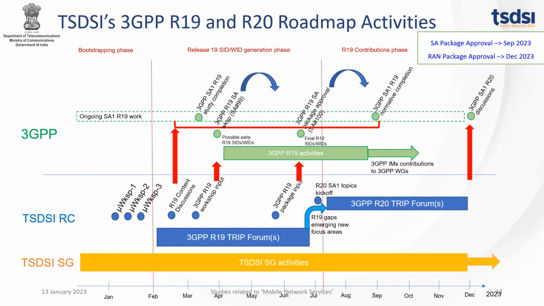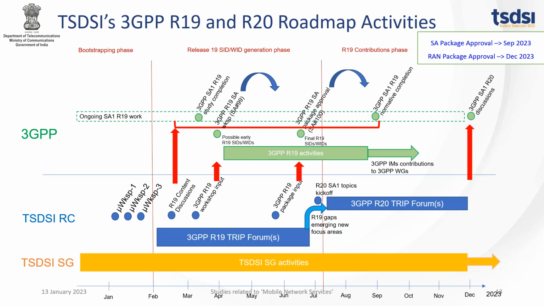Okay, so this is where TSDSI is trying to gear up the Indian ecosystem to contribute to Release 19. As you can see, the top part of this figure talks about the 3GPP timelines with respect to Release 19 work. The work has already started. SA1 is already gearing up all the requirements and creating these specifications for the work to be taken up by the other groups. The way it works is it starts with a study phase. Somewhere in March, the study completion will happen. This is the place where we are targeting to contribute from India.